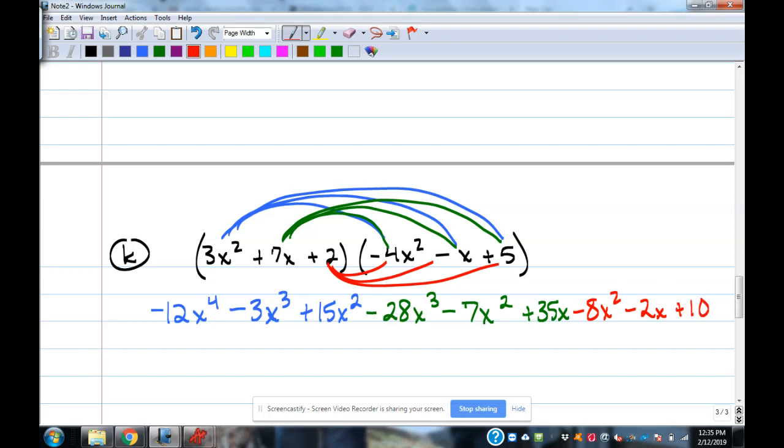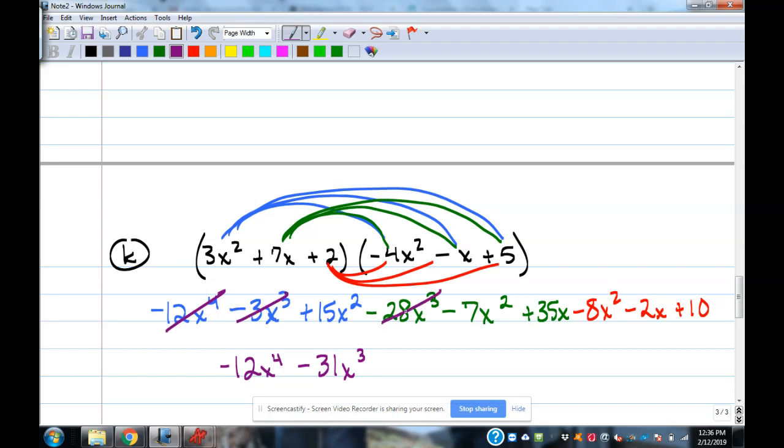A lot of like terms here to deal with. Is there anybody else that has an x to the 4th? No. So I'm just going to copy that one down. Negative 12x to the 4th. Does anybody else have x cubes? Yeah, we got this one and this one. So that's negative 3x cubed, and negative 28x cubed would be negative 31x cubed.